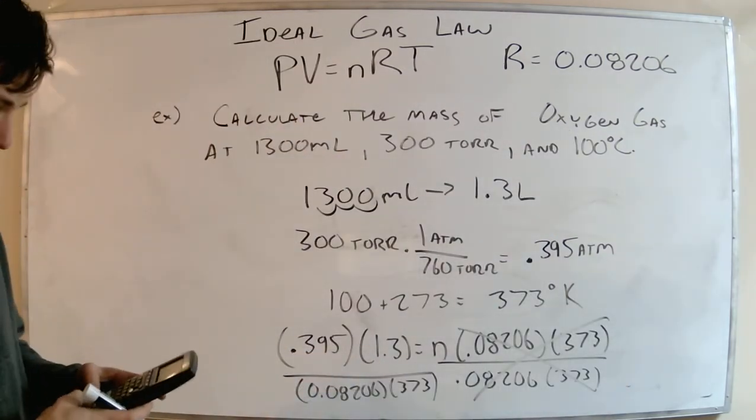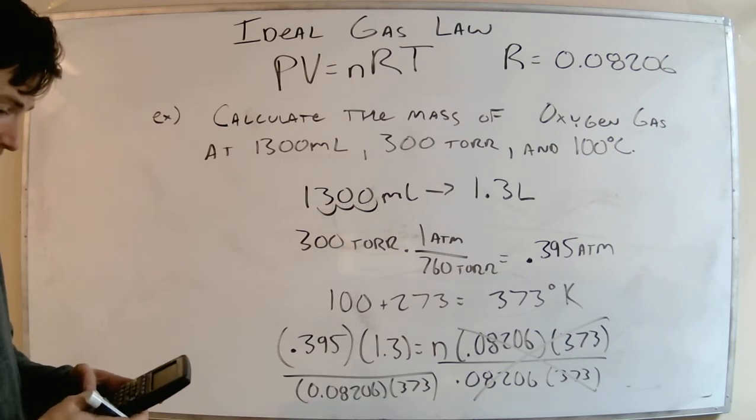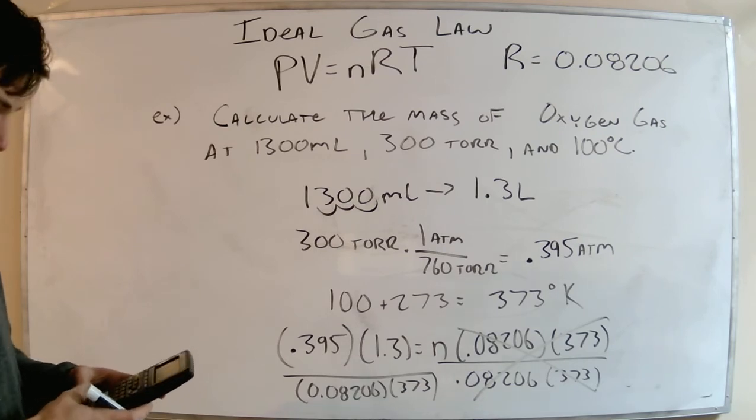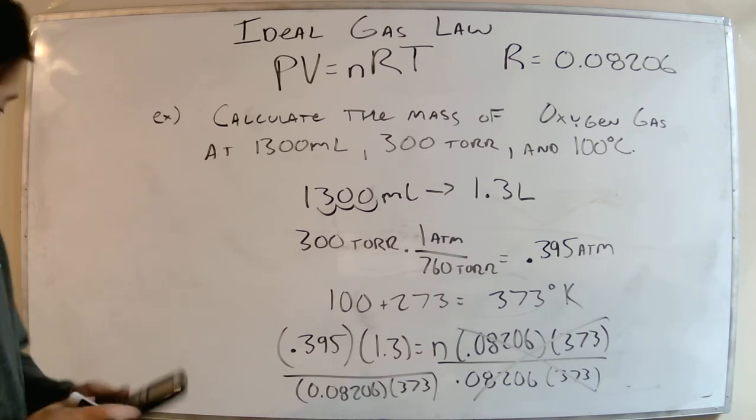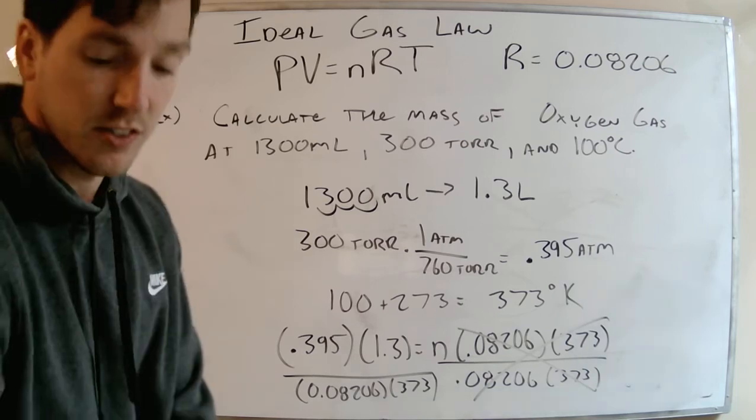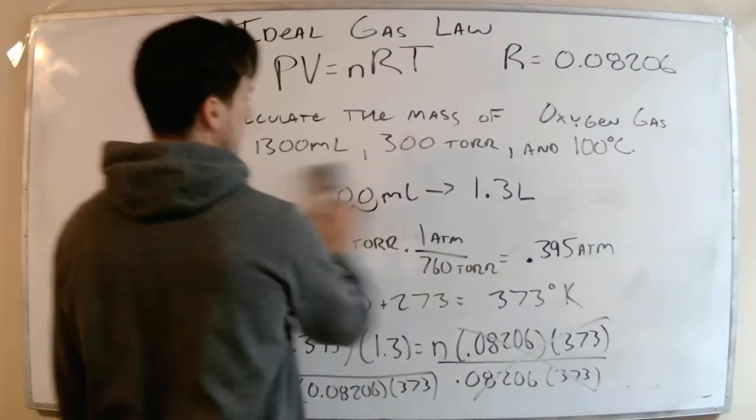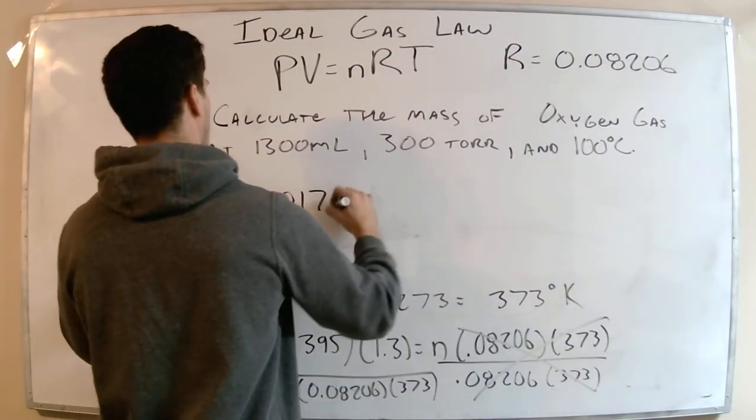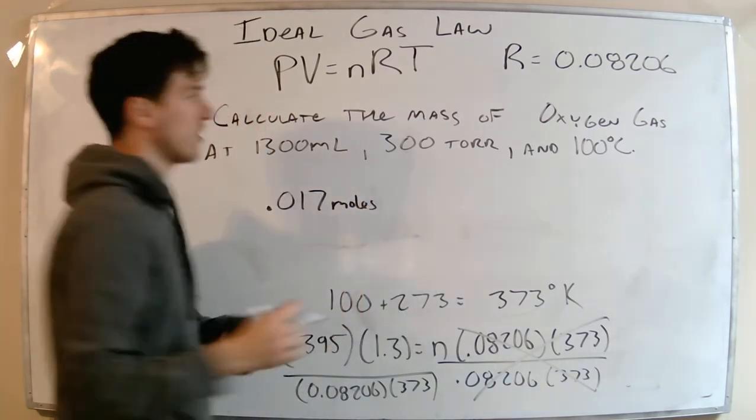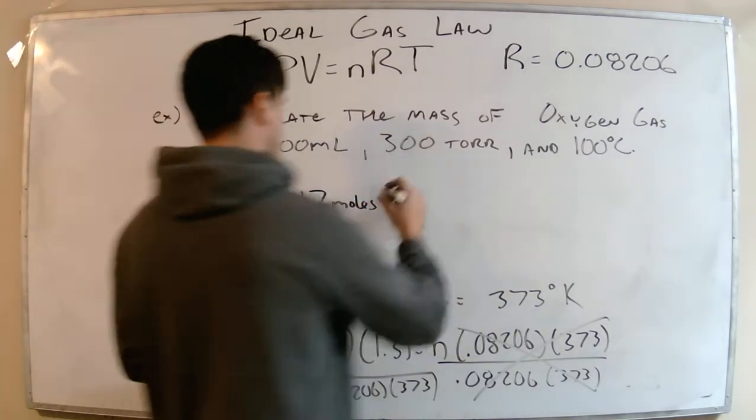And I don't know this off the top of my head. I'm not that much of a smarty, but I do have a calculator. So my moles was 0.017. 0.017 moles, which I'm going to put up here, moles of oxygen gas. Remember, oxygen gas is never by itself. It's that diatomic molecule. So it is O2.